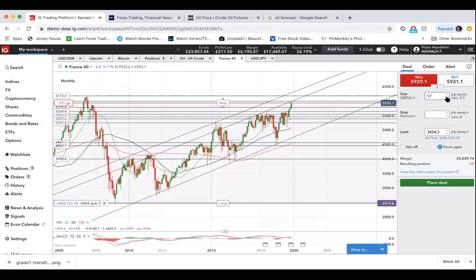Okay, 17 lots thereabout. 17 lots will give me close to 60K. So close to 60K, that's decent. That is decent. And that's on one position.